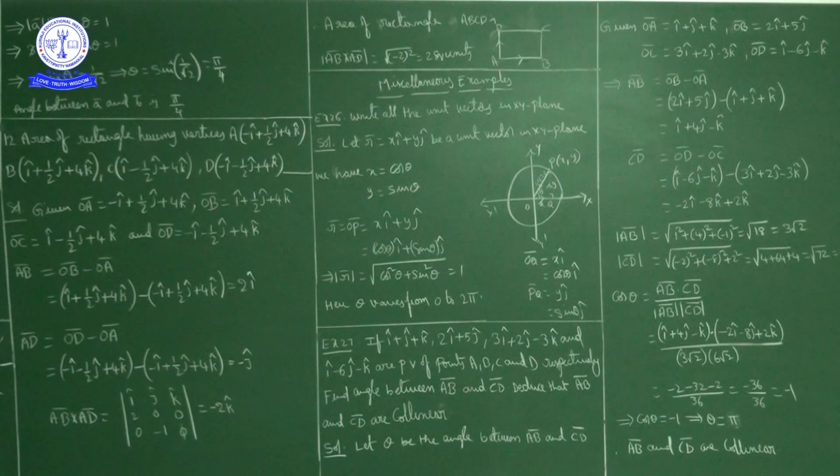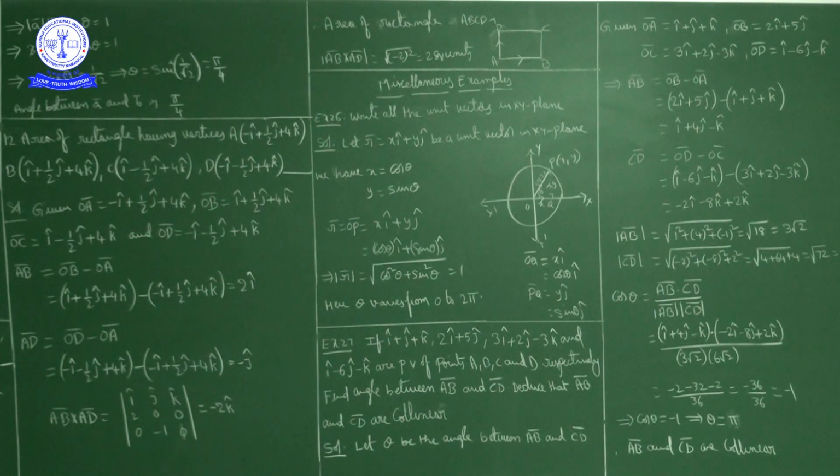Okay, now what do we have to find? We have to find the angle between the vectors AB bar and CD bar, no? AB bar is equal to OB bar minus OA bar. What is OB bar? OB bar is 2i cap plus 5j cap minus OA bar, and OA bar is i cap plus j cap plus k cap. So 2i cap minus i cap, 5j cap minus j cap is 4j cap, and minus k cap. So AB bar is i cap plus 4j cap minus k cap.